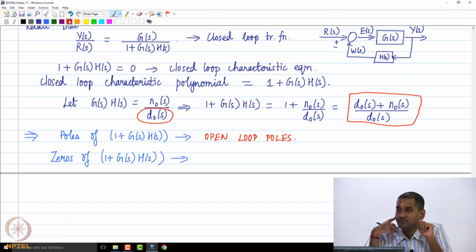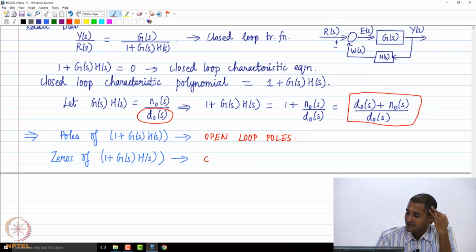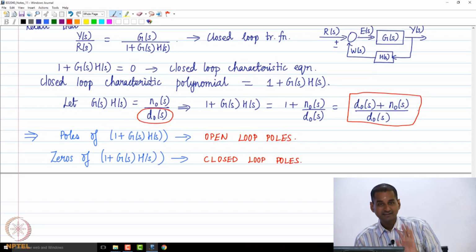What are the zeros of the closed loop characteristic polynomial 1 plus G of s H of s called as? We have already discussed this, I am just recapping. Closed loop poles, that is it, right? So I am recapping this terminology once again because we are going to mix poles and zeros, but I want us to be very clear.